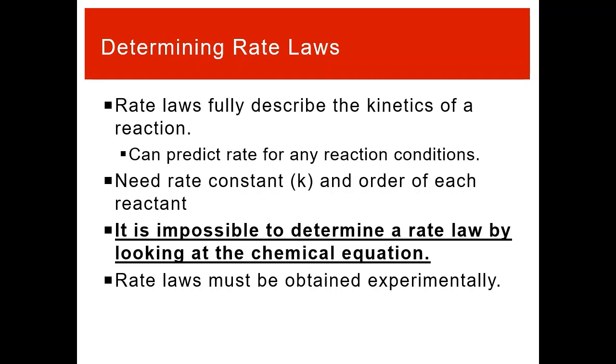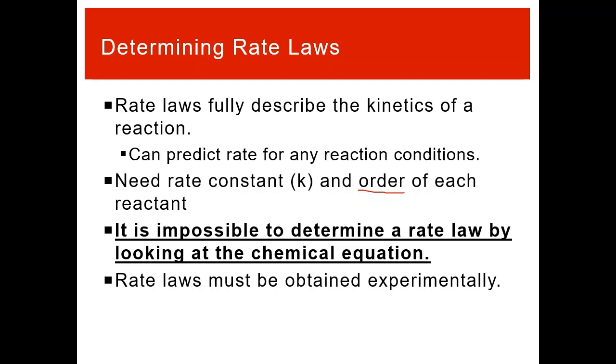In order to do that, for any given reaction, you need the rate constant and you need an order for each reactant. So you need that for everything. It is impossible to get a rate law from looking at the chemical equation. You'll note I haven't put up a ton of chemical equations because they don't matter. The only thing the chemical equation tells you is what all the reactants are, and that tells you what things you need orders for.